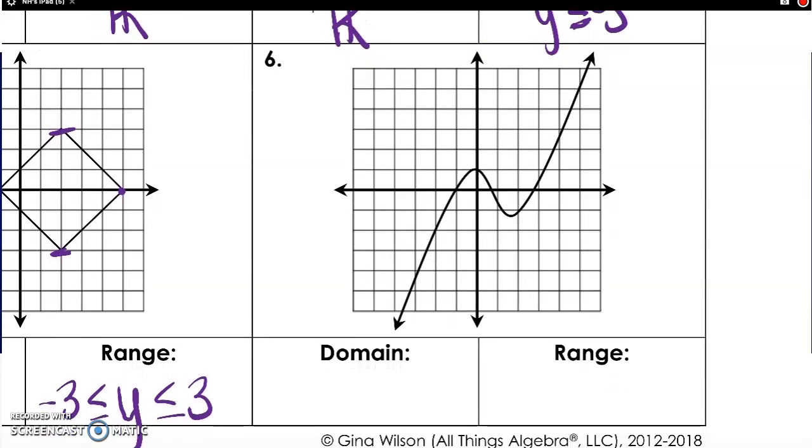Number 6, as you can see, we have an arrow going left and we have an arrow going right. We never stop. It keeps going forever and ever. So that's going to be all real numbers. We also have one going down and one going up. So our range is also all real numbers.